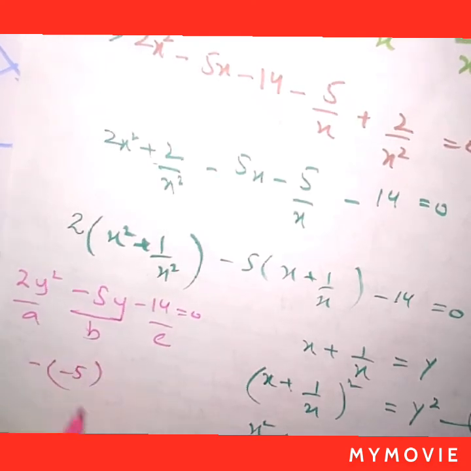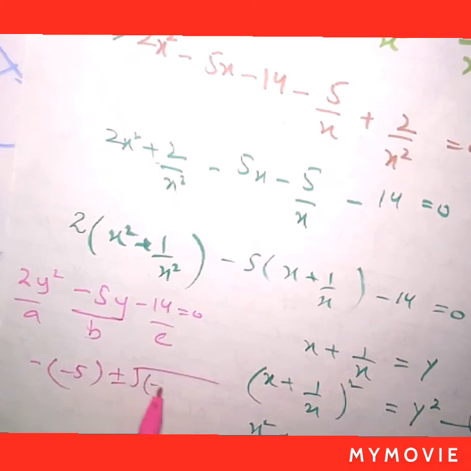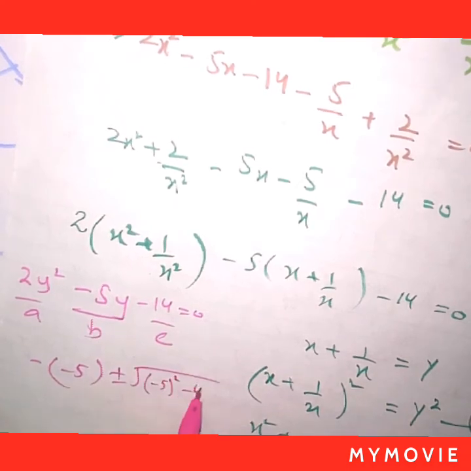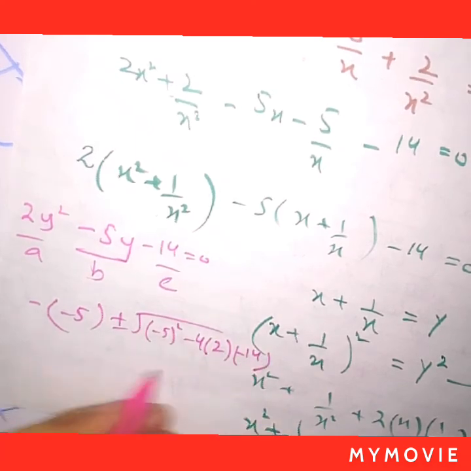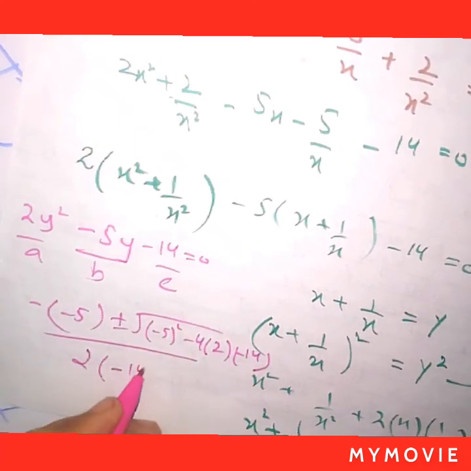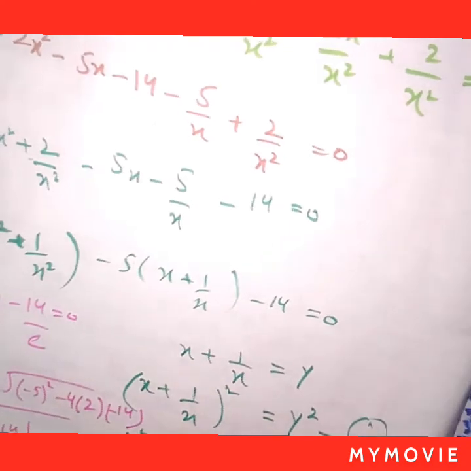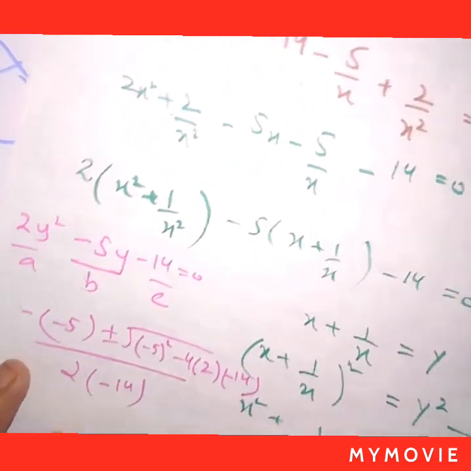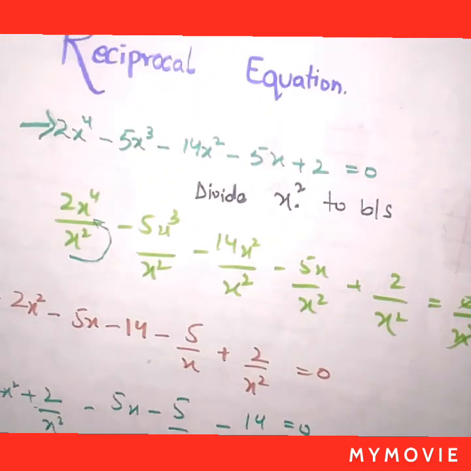Minus b plus minus square root of b square minus 4ac, divided by 2a. This is the putting that we have to do. Now we are able to find the x values, okay? Then two types of values can be given to us, okay? But the main theme of the question is to find out the reciprocal equation.